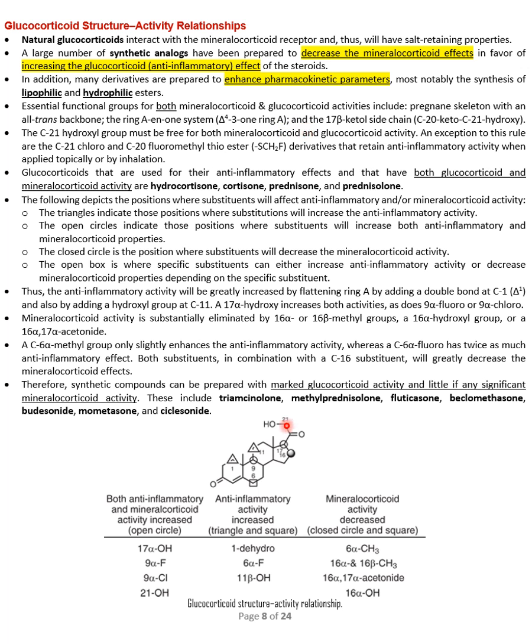And the OH here on the 21, like we mentioned, is essential for both mineralocorticoid and glucocorticoid properties, except there is one exception group that could be used instead of the OH, which is the SCH2F, the fluoromethyl thioester. That's the only exception where this group can be used instead of the OH, and the activity would still be retained for both the anti-inflammatory and mineralocorticoid activity.